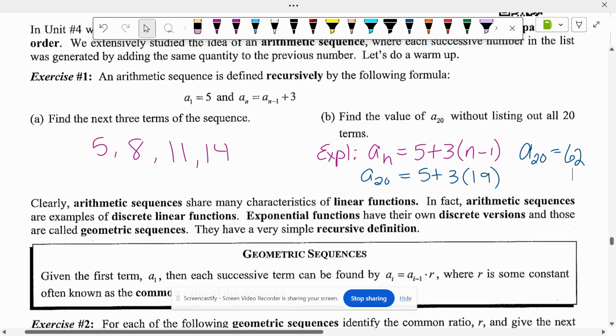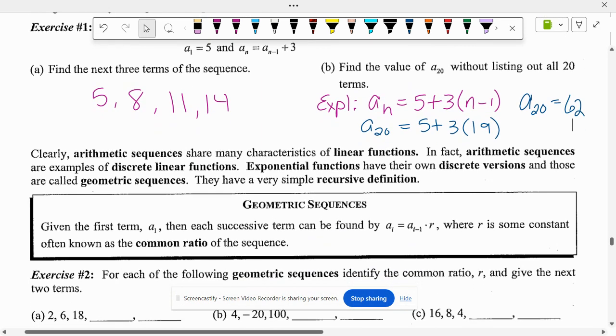So clearly arithmetic sequences share many characteristics with a linear function. We talked about that. In fact, an arithmetic sequence is a linear function. We just call it what type of linear function? Begins with a D. You wish, bud. What do you think? What's that word? Discrete. Very good.